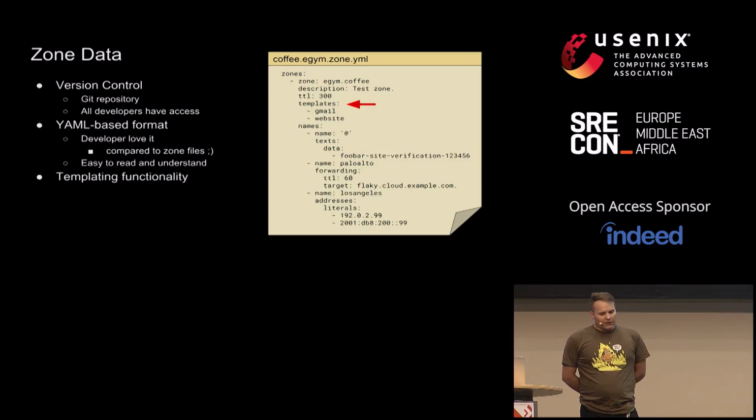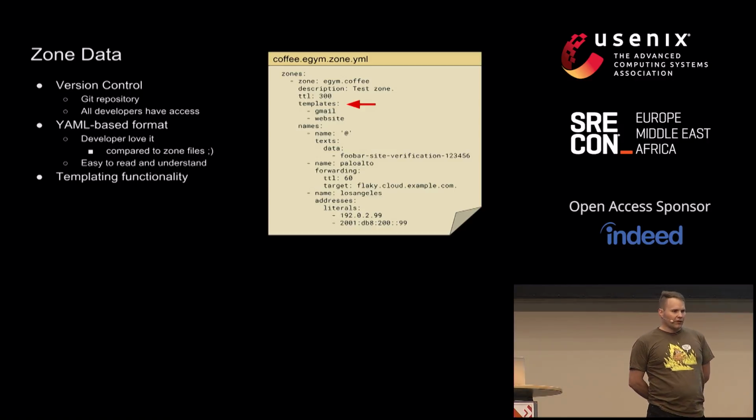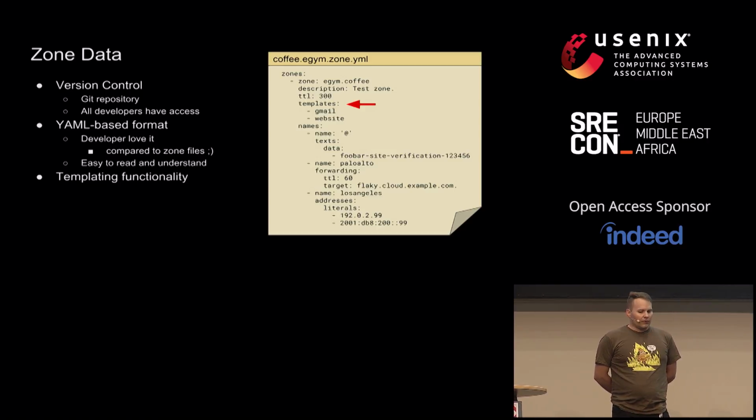So we quickly settled on defining our DNS data no longer in zone files, but in YAML files. And the YAML files could be stored in Git repositories, and every developer could have access to those YAML files and make changes, which was a very different process from before, where only SRE was allowed or even able to access the data and make changes.